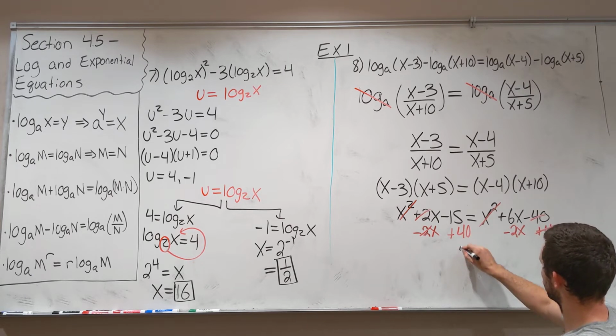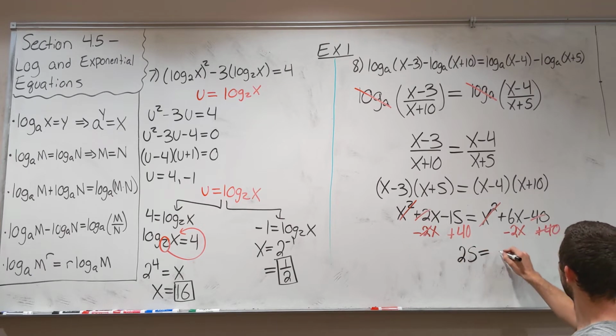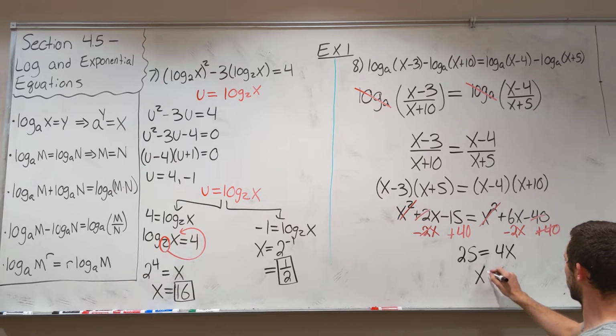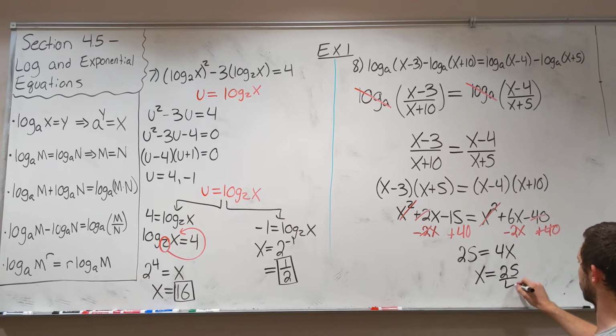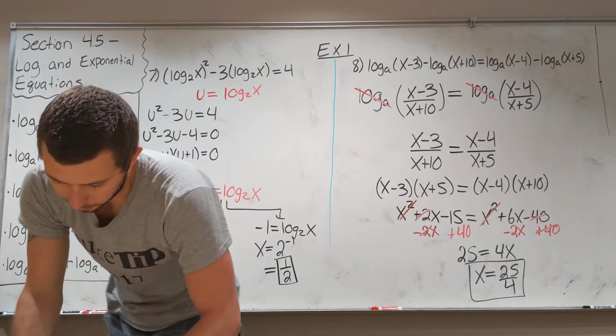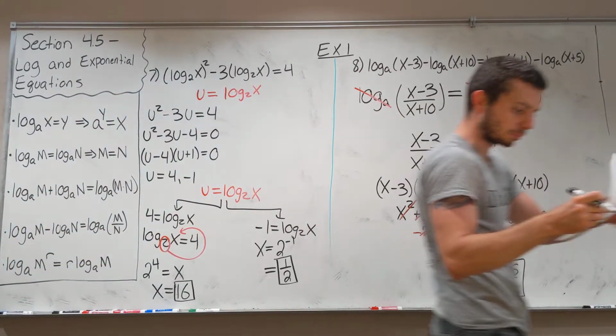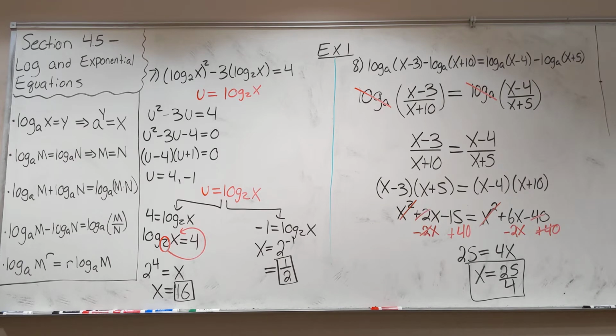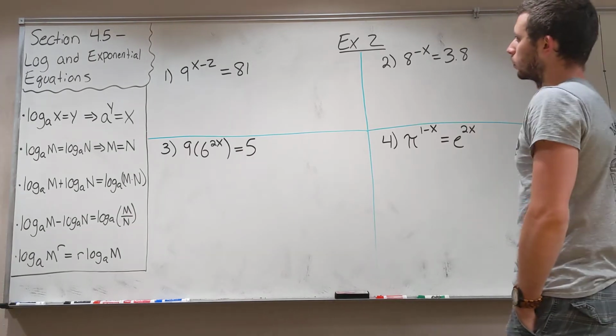So what is that? It's 25 is equal to 4x. In other words, x is equal to 25 divided by 4. And it seems like that would be the answer for problem number 8, and conclude example 1. So now we move on to example 2.